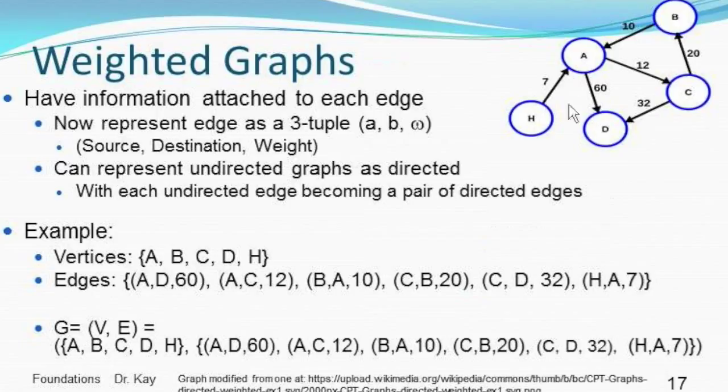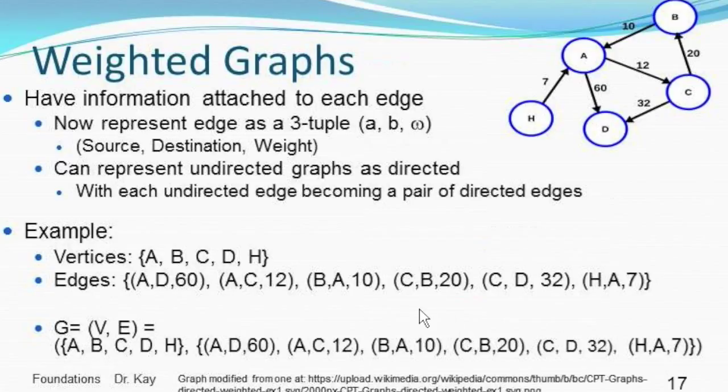So for example, if we look at this graph up here, which is a directed graph, the vertices in that graph are A, B, C, D, and H, right? And if I look, what are my edges? Well, there's an edge from A to D that has a weight of 60. So I have A, comma, D, comma, 60. And again, order matters. Start, end, and the weight. This says I have another edge from A to C that has a weight of 12. Well, I go from A to C with a weight of 12. So that looks good, and so on.